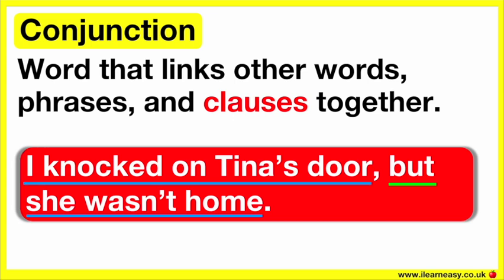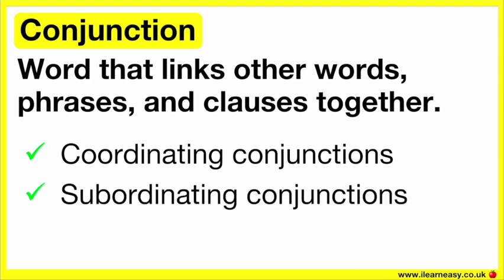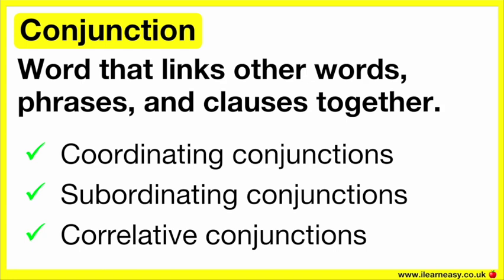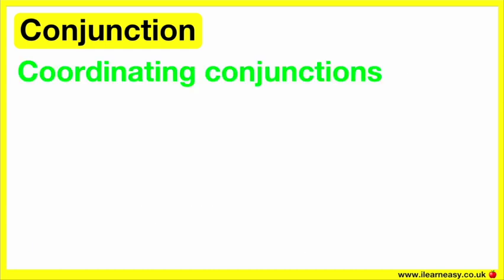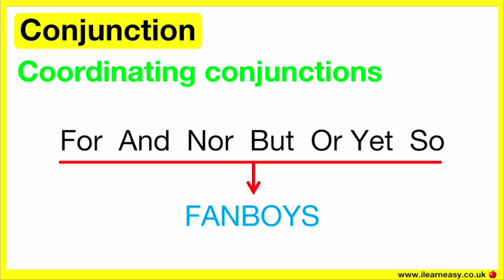There are three types of conjunctions: coordinating conjunctions, subordinating conjunctions, and correlative conjunctions. Each type of conjunction is used differently. A coordinating conjunction joins words, phrases, or clauses of equal importance. The coordinating conjunctions are for, and, nor, but, or, yet, so. An easy way to remember these is to use the word fanboys.